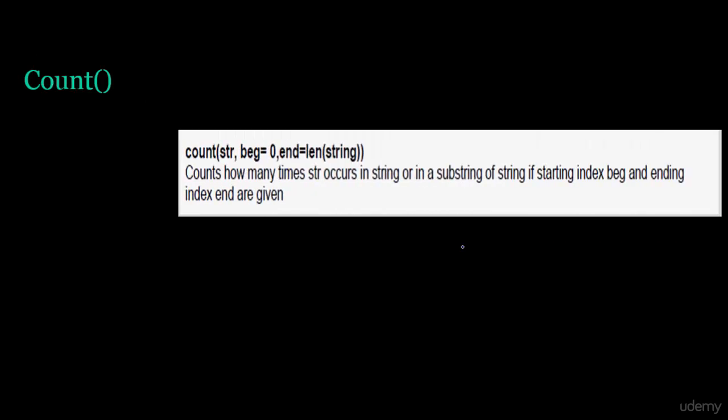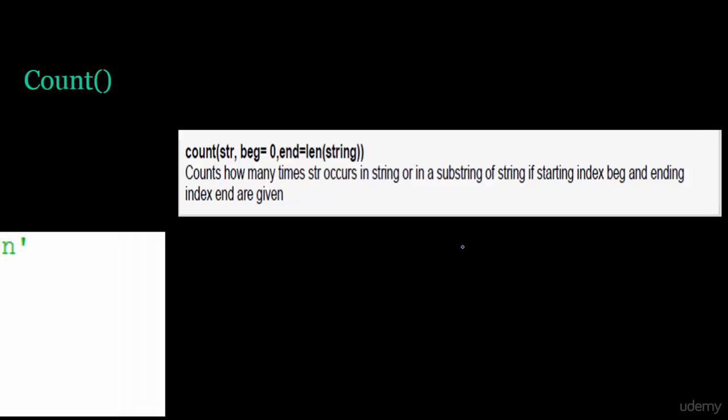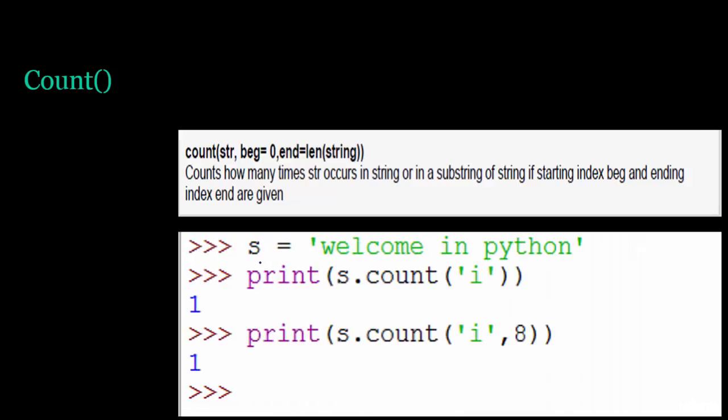Count. This method counts how many times a string occurs in a string or in a substring of a string. Here, if s is equal to "welcome in Python" and I type print s.count('i'), this will count how many times i is repeated. It is only 1. If I type print s.count('i', 0, 8), this will search from index 0 to index 8 to find how many times i is repeated. Okay?